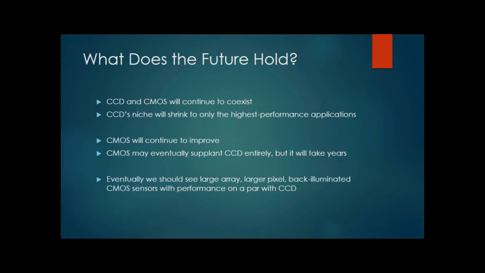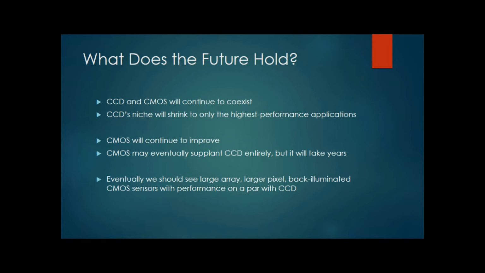So where are we headed in the future? Well, it's pretty clear that for the time being, CCD and CMOS sensors are going to continue to coexist. And the CCD niche will be shrinking over time to only the most high performance sensors as the CMOS gobbles it out from underneath. And eventually, CMOS will completely take over and supplant the CCD sensors. CMOS, of course, as I said, will continue to improve, and it will supplant CCD entirely, I expect, but it will take years. It may be 10 years before this happens.